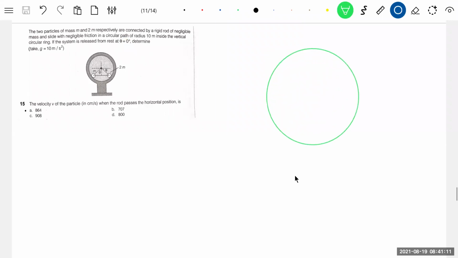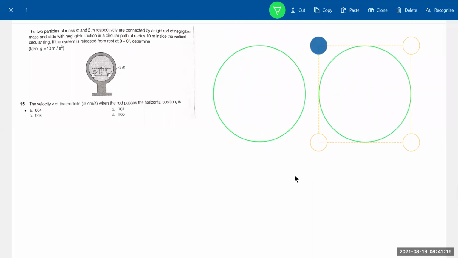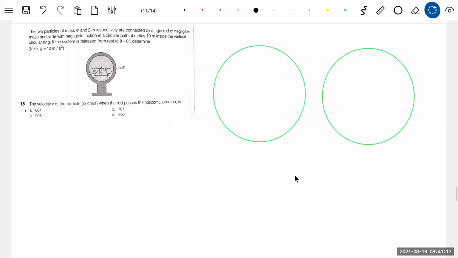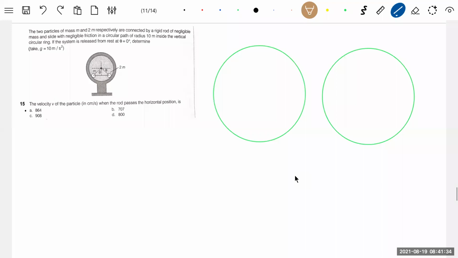Okay, this is a ring, we will take it. We know how to draw the complete one. So initially, theta equals 0, mass m and 2m are there. So we'll have a rod. All these are diagram based questions. Making observation of the diagram is essential.